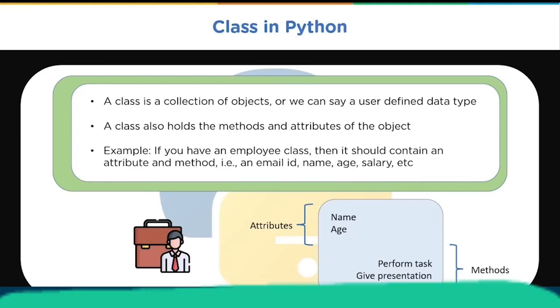So let's see with an example, right? If you have an employee class, then it would contain attributes and methods such as email ID, name, age, salary. These are the attributes. And then methods like perform task, give presentation, increase salary, etc. These will be the methods.